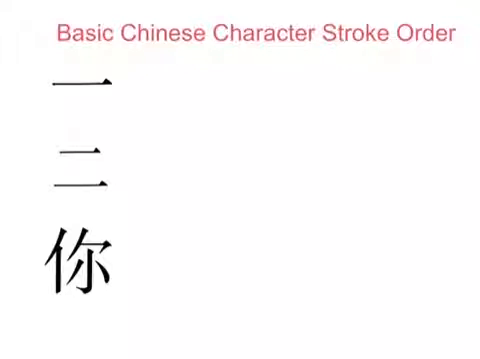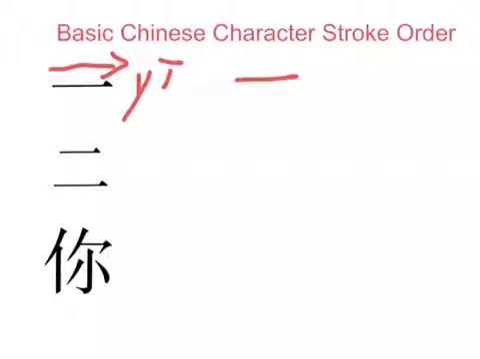Basic Chinese character stroke order. The basic stroke order for writing Chinese is left to right, top to bottom. Right, now just to demonstrate this, the first character that we're going to look at is the character number 1, Yi, number 1. Now the stroke order for this is left to right. So starting at the left, moving right. So as a horizontal stroke.